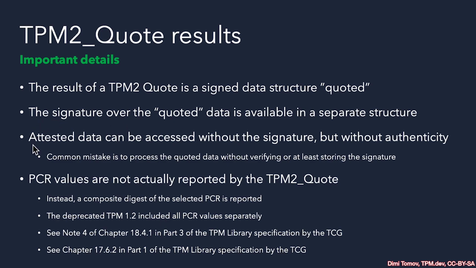When we look closer at the data, we'll notice that there is an attested structure, and further we need to look at the proper union structure to retrieve and decode information that we care about, in this case the PCR digests. An important detail is that when we select multiple PCRs, we will receive a composite digest of all the PCRs, a concatenated digest of these PCRs.